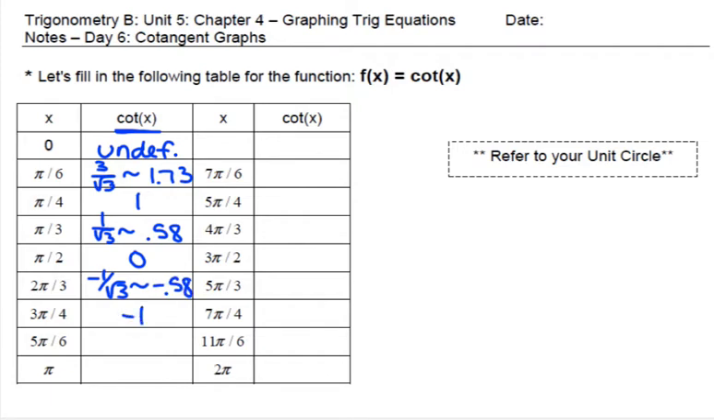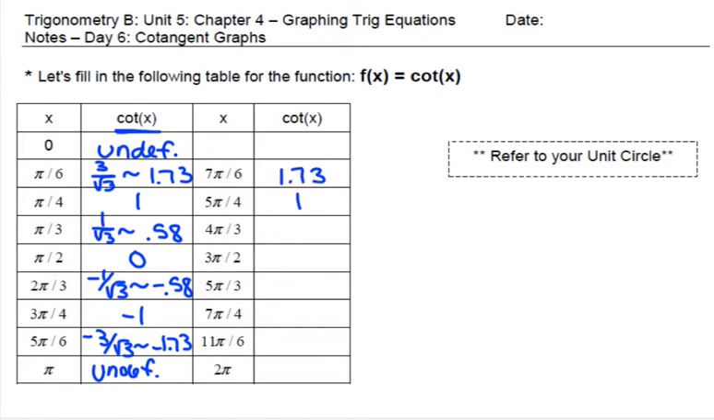So at 3 pi over 4, cotangent is negative 1. At 5 pi over 6, cotangent is negative 3 over root 3, which is about negative 1.73. And at pi, cotangent is undefined. I'm going to continue on to the second half of our circle into quadrant 3. Cotangent is 1.73, 3 over root 3.